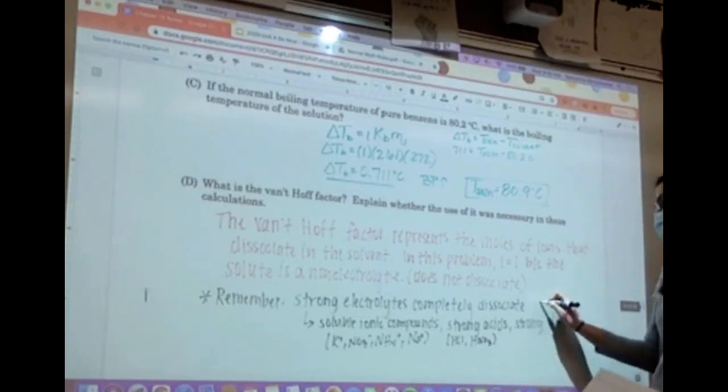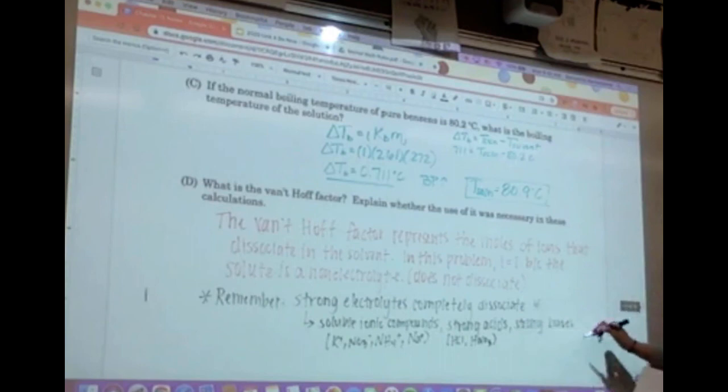So this is going to be the most important thing on this entire page. Strong electrolytes completely dissociate, and the strong electrolytes are soluble ionic compounds, strong acids, and strong bases. The reason that this is important is because when something dissociates, it becomes conductive.